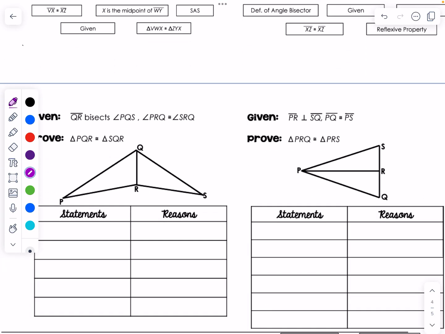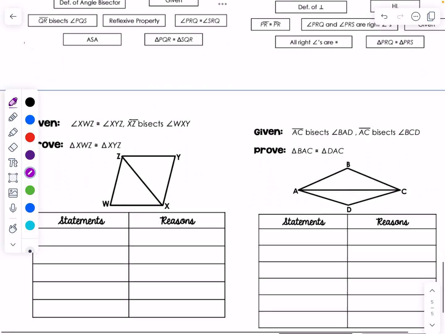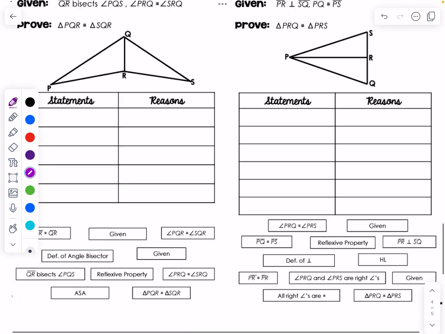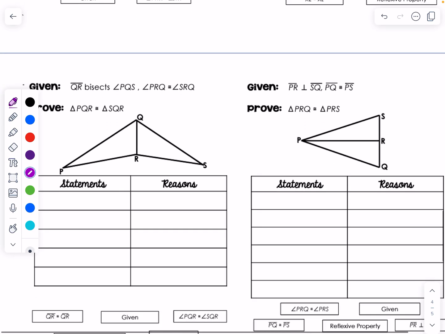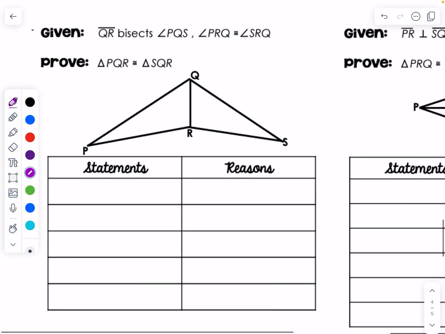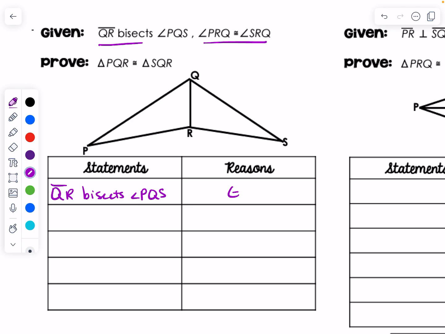All right, I wanted to do maybe 2 more. Let's see here. Let's do, actually, maybe just 1 more. Let's do this one. This is a nice one. Okay, so 2 givens here, given 1 and given 2. So I'm going to go ahead and write those. QR bisects angle PQS, and that's given. So remember, bisect is going to mean something. So I'm going to highlight this because I'm going to attack this when I'm done with my givens. And then I've been given that angle PRQ is congruent to angle SRQ.